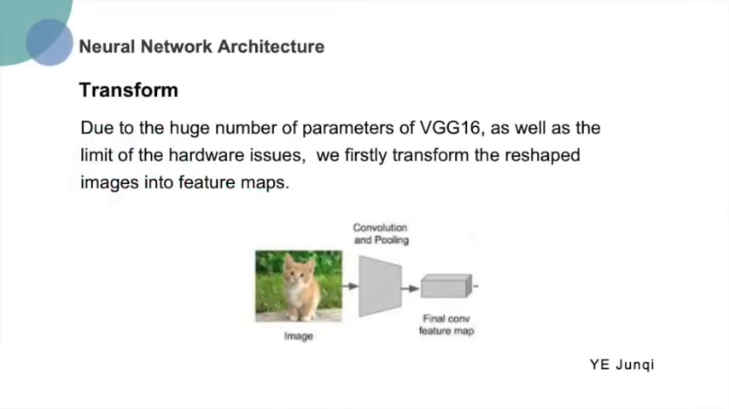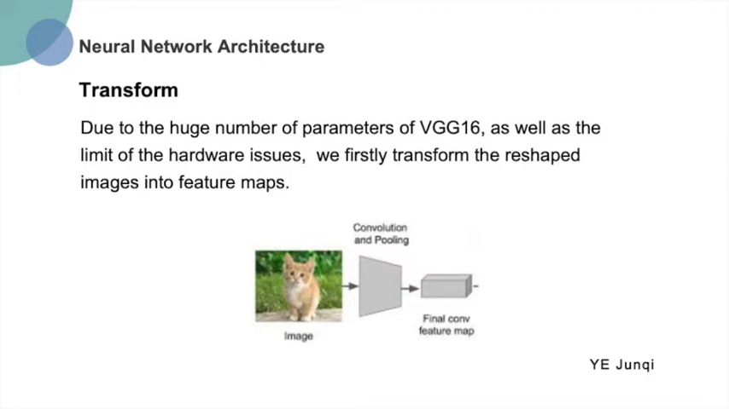Okay, in this part I will introduce our main work in this project. After data preparation, we will build the convolutional neural network. However, due to the huge number of parameters in VGG16, as well as the limit of the hardware, such as memory or GPUs, we can't include VGG16 in our model training. So VGG16 in our model is untrainable.